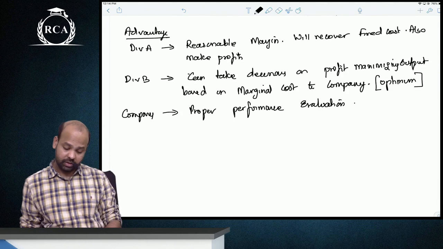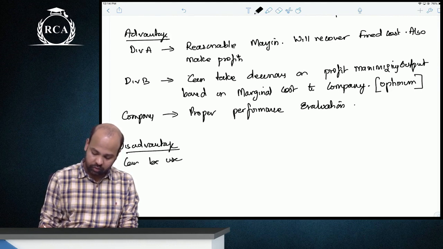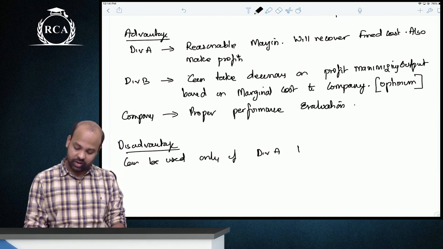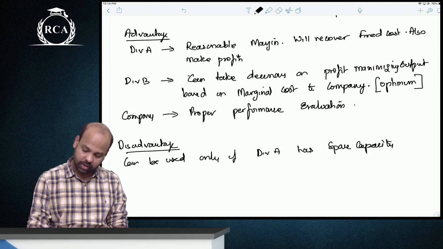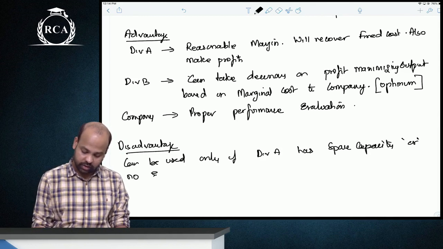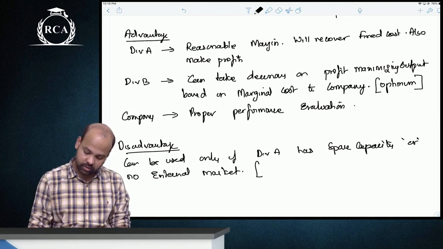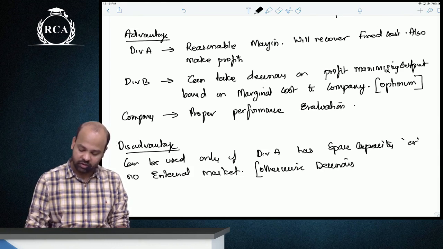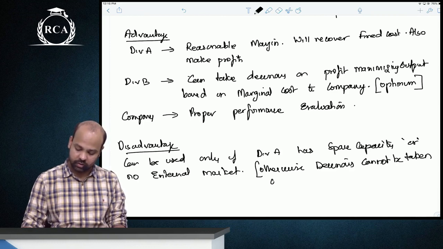Disadvantage if you see as such, guys. I would say beta can be used only if division A, guys, has spare capacity or no external market, otherwise decisions cannot be taken on the basis of marginal cost.